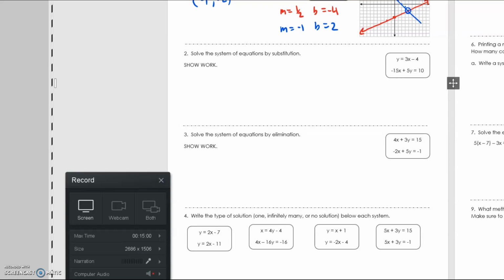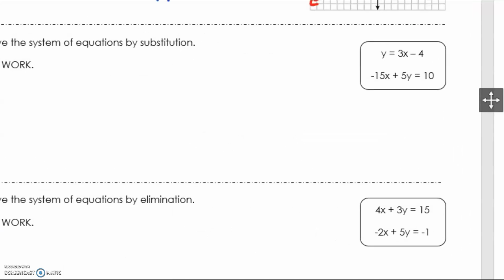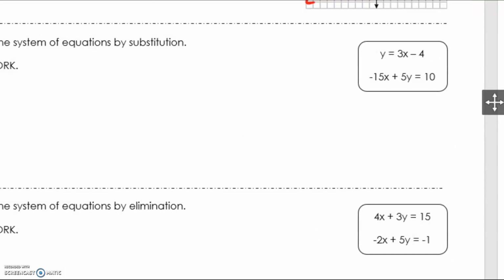Number 2, solve the system of equations using substitution. For substitution, we're going to take one expression for a variable and plug it into the other equation. So I'm going to take this 3x minus 4 and plug it in for the y in the other equation. I'm going to write this out. -15x plus 5 times y. Now I've got my y. Always plug it in with a parenthesis. 3x minus 4, equals 10. Let's solve this for x.